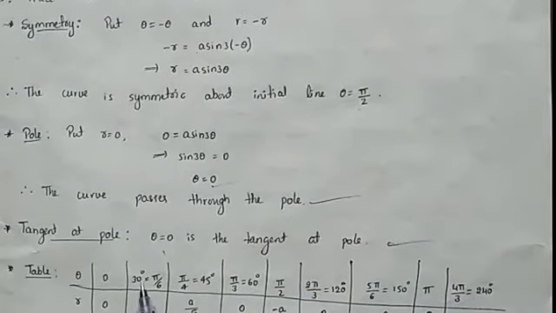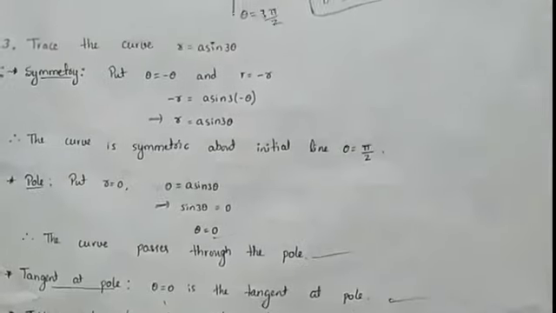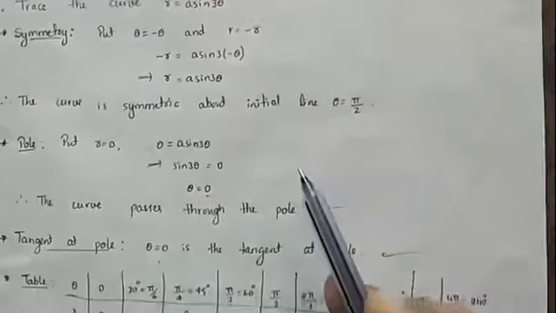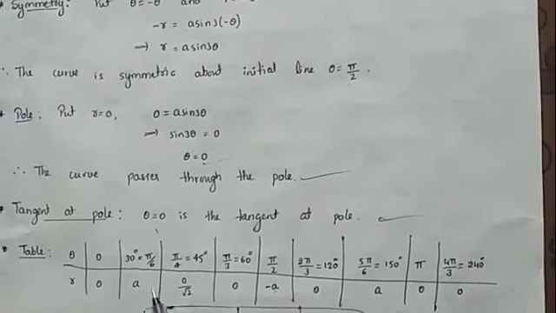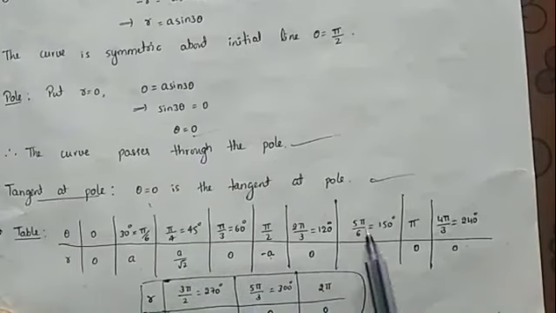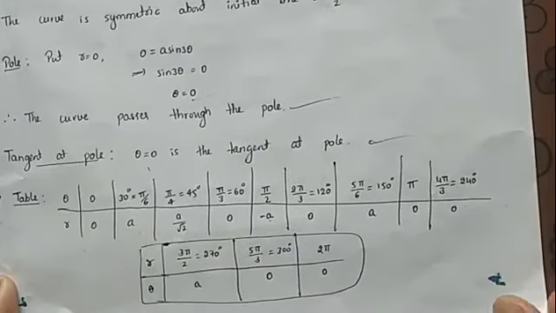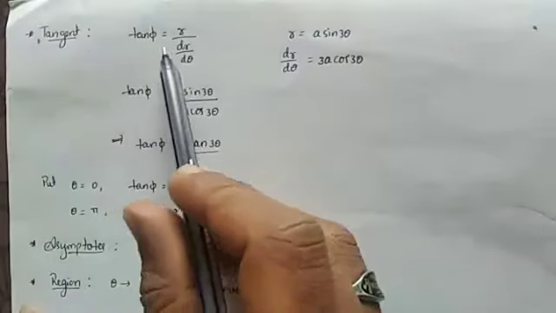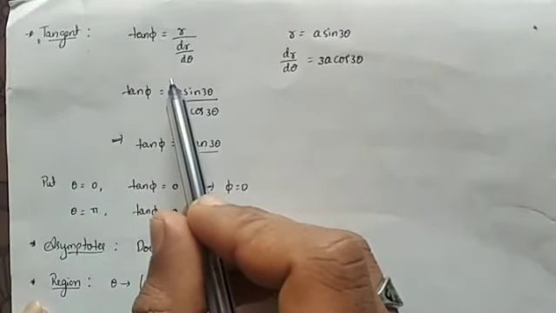You put theta is equal to 30 degree, you get the r value is a. And similarly you find the r values for the corresponding values of theta. The next one is the tangents at the other points. Using this formula we find the tangents at other points.